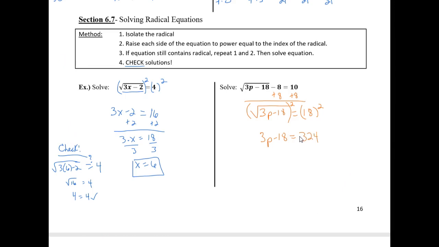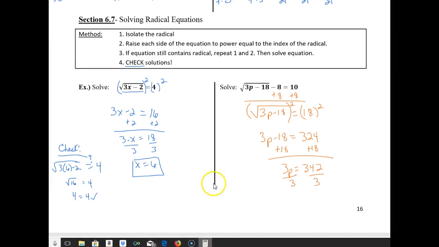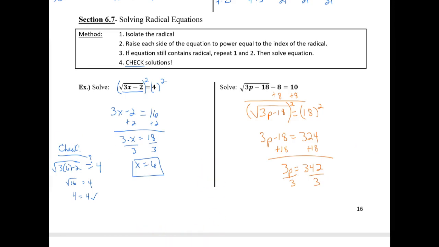And now we need to get p alone, because now we have a linear equation. I'm going to add 18 to both sides. I have 3p equals 342 now. And then divide both sides by 3 and get, let's see, 114. And then of course we can check.